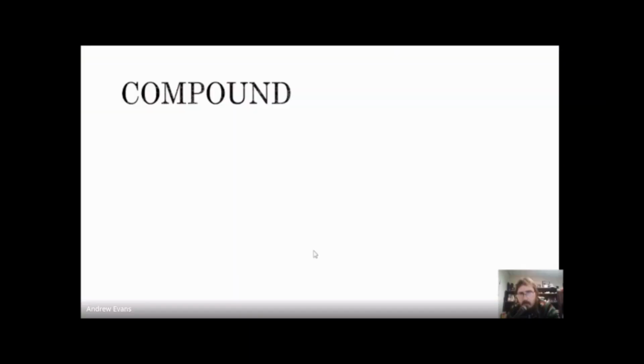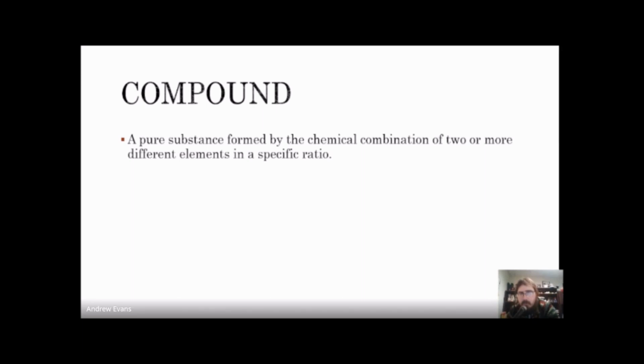What is much easier to do is to turn elements into various types of compounds. A compound is simply a pure substance that's formed by a chemical combination of two or more different elements in a very specific ratio. Water is a type of compound, H2O. Hydrogen peroxide, which is a disinfectant, is a different compound made of the same two elements but in a different ratio, H2O2. You need two hydrogens and two oxygens. Oxygen that we breathe is O2. Ozone is O3. So different compounds, different ratios.